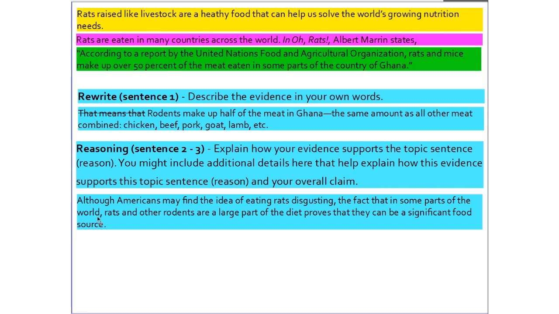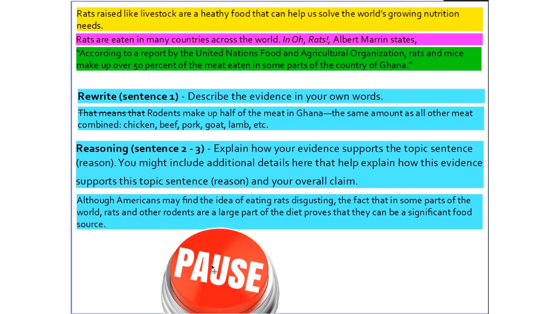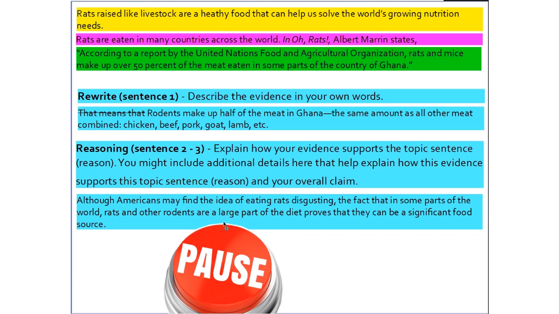So, although Americans may find the idea of eating rats disgusting, the fact that in some parts of the world, rats and other rodents are a large part of the diet proves that they can be a significant food source. Okay, so I'm only writing one sentence in this case because I think that it's enough. So I want you to go ahead and pause and write your reasoning at this time.